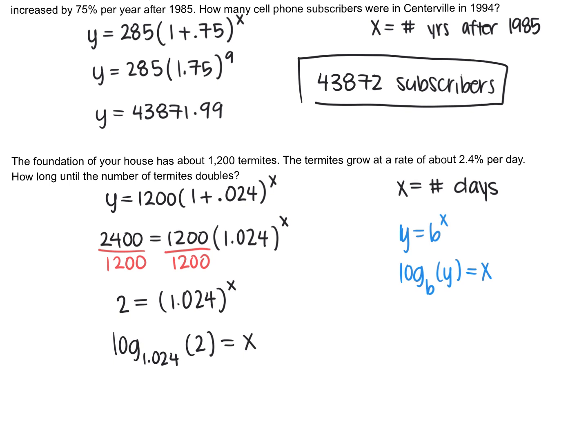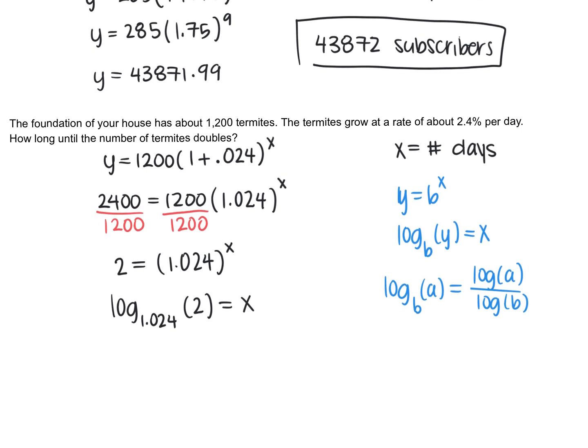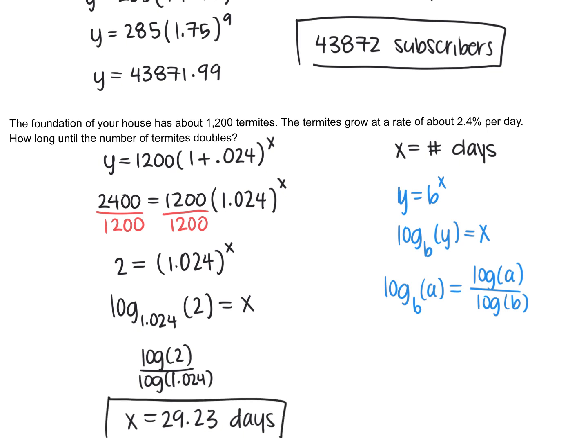In order to evaluate that logarithm, we're going to use our change of base formula that says log base b of a equals log a over log b. And again, you don't have to show me that step. That's just what you're going to do in your calculator. We're going to do log 2 divided by log 1.024, and we're going to get that x equals 29.23 days.